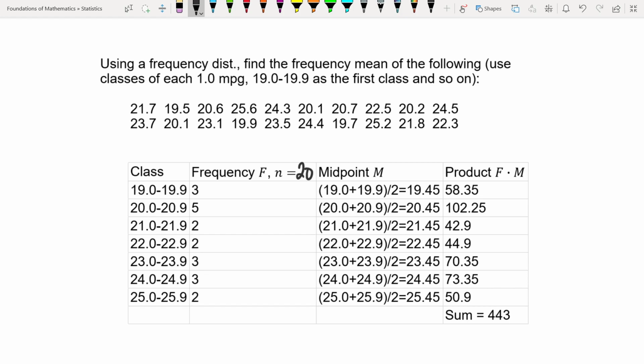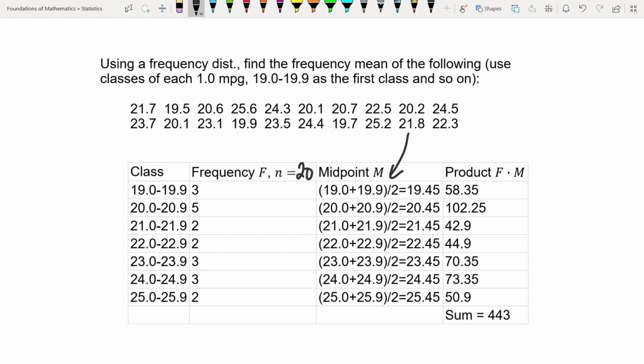Now the midpoint, this column here, the midpoint is always the mean of each of the classes. This is always going to be the same type of number. As you can see, 19.45, 20.45, 21.45. That's because the classes only go up by 1 each time. And to find the midpoint, you just take the highest and the lowest, or the last and the first, add them up and then divide by how many there are. In this case, there's 2, so we get 19.45. That's just all the work that I showed here. That's the midpoint. It's the midpoint of the class, not the actual data that you're given.